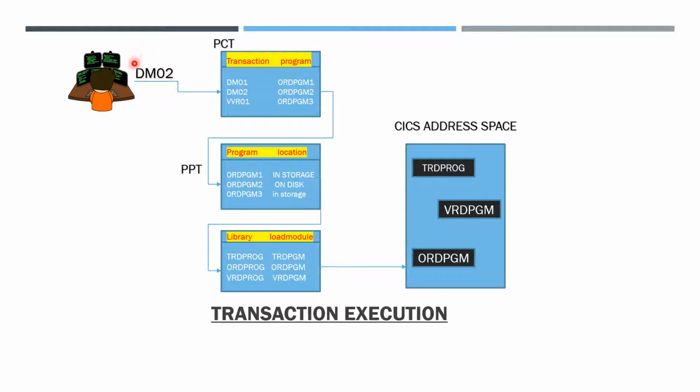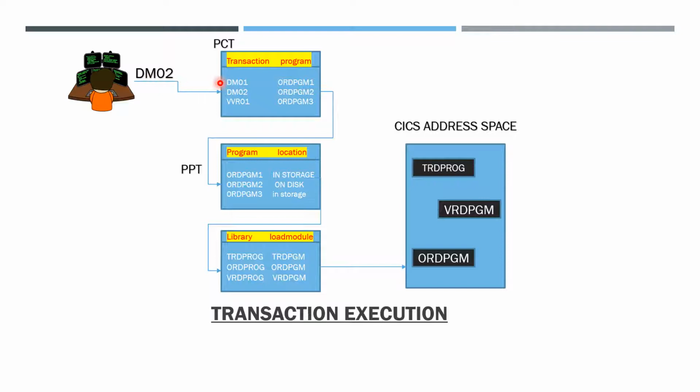The DMO2 transaction is a 4-character ID, as we discussed earlier. With a 4-character ID, we can identify it as a transaction. When the user issues the transaction DMO2, it invokes an application. The user wants to run an application, and to do that he performs a transaction called DMO2.